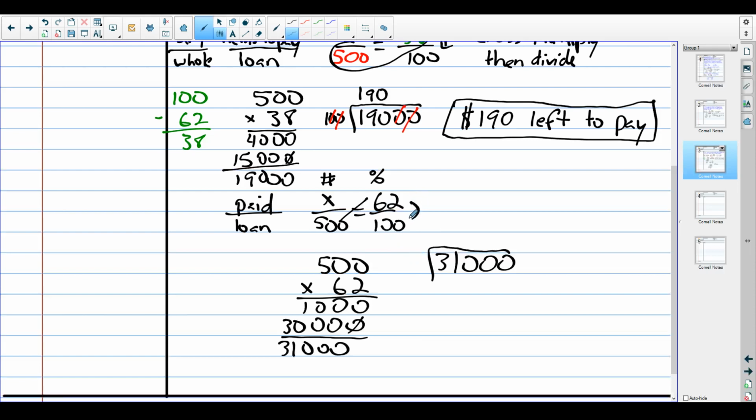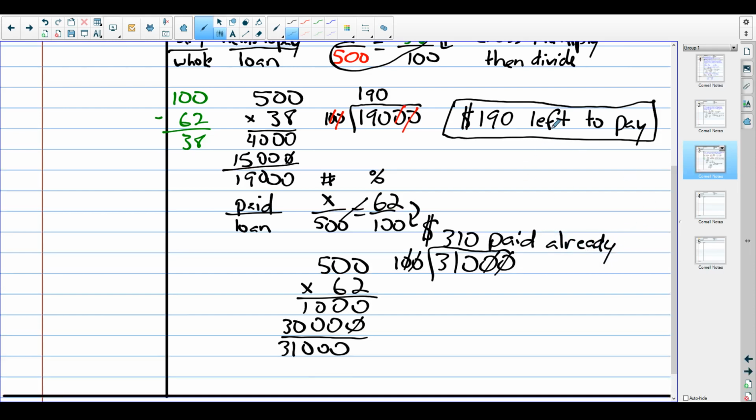So 31,000 divided by 100. And still cross these out. So that gives us $310. No negative percents. Percents will always be positive. So in this case, $310 is what she's paid already.